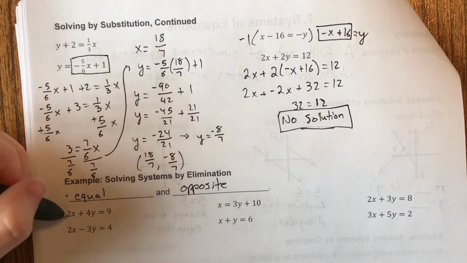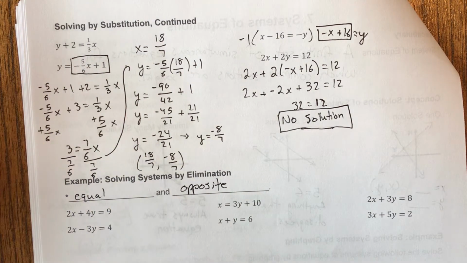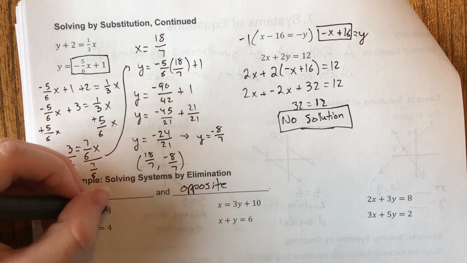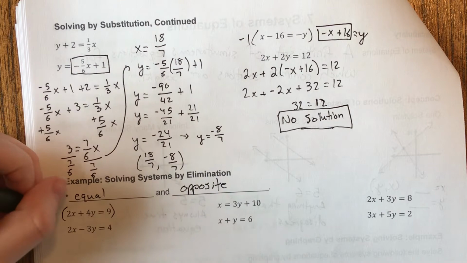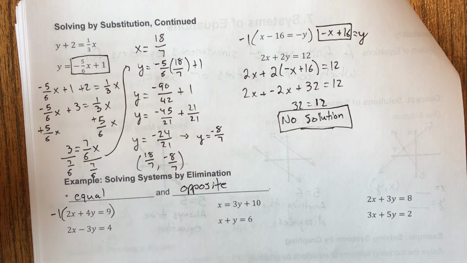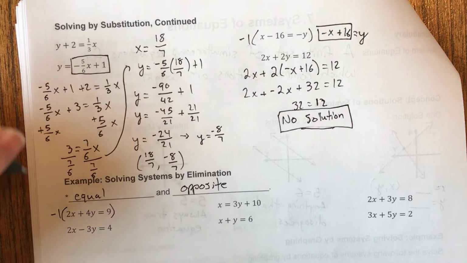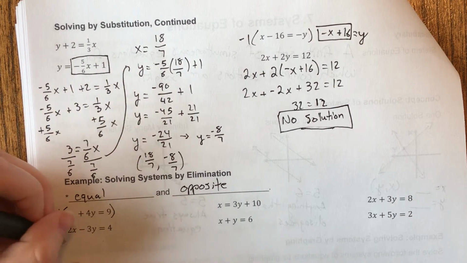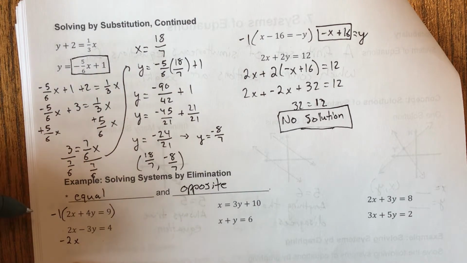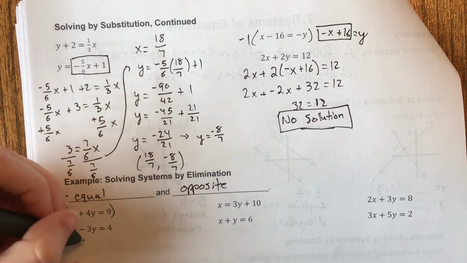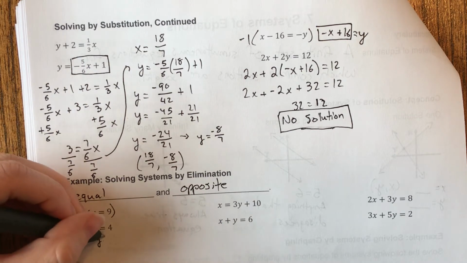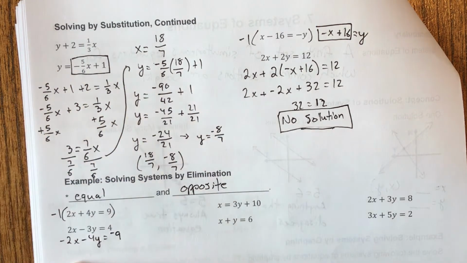So here I see that 2x and 2x, they're already equal, they're just not opposite. But I can change them to be opposite because I can take either of my equations and multiply the whole thing by -1, and that will turn my positive 2x into a negative 2x. Of course, it'll also change everything else in the equation. Now I have negative 4y equals -9. So I have to remember to multiply everything else in the equation as well.